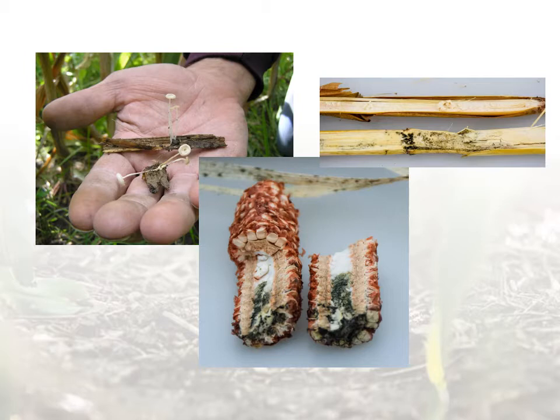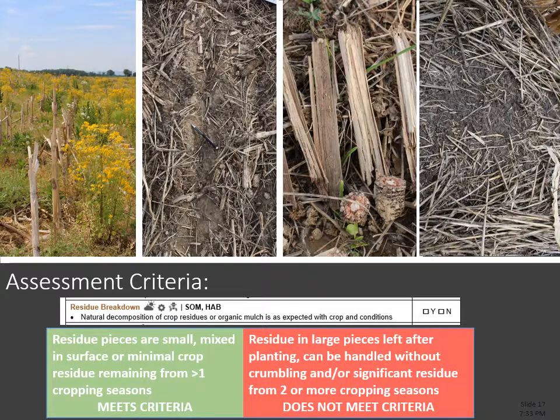Because we want our corn plant to carry us all the way through the growing season, but as soon as it's harvested, we don't want it to stick around too long. We want it to start breaking down as quickly as possible. As we look at assessment criteria for residue breakdown, keep in mind that we are really focusing on that natural decomposition of residue. So it's a biologically driven process. We want to see small pieces mixed in the surface and minimal residue remaining for more than one cropping season.